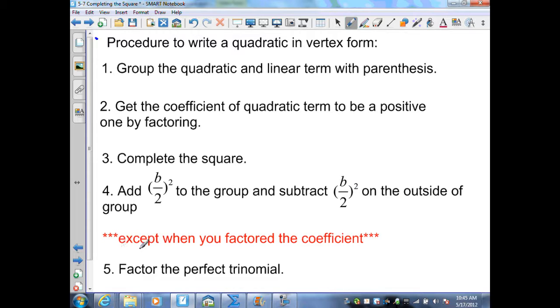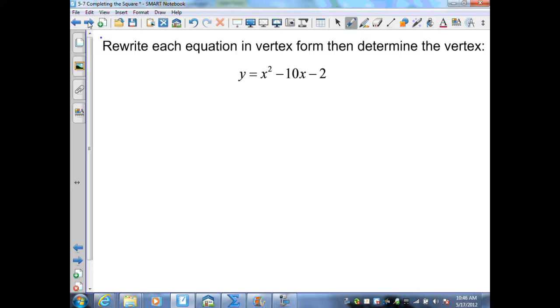This is done except when you factored the coefficient in step 2. When this occurs, we have to follow a different procedure, but we'll take a look at both in our examples. Number 5, then I want to factor the perfect trinomial. Here's our first example. I want to rewrite each equation in vertex form, then determine the vertex.